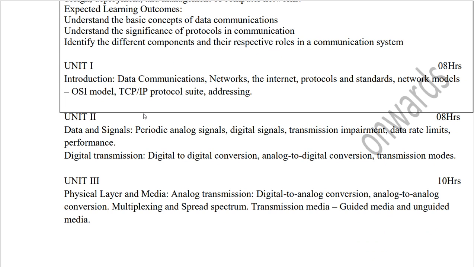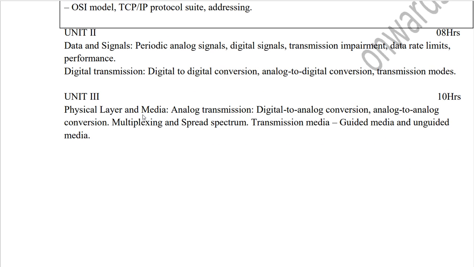So for now it's time to start the second unit. It is a big gap between the first unit and the second. Anyway, it is fine. Now for your computer science paper 1, the second unit is about data and signals. As you are seeing on the screen right now, this is the syllabus for the second unit, that is data and signals. It consists of periodic analog signal, digital transmission impairment, data rate limit performance, and digital transmission. In that, digital to digital conversion, analog to digital, and transmission modes. This is your second unit. So without making delay, let's start the concept of data and signals.